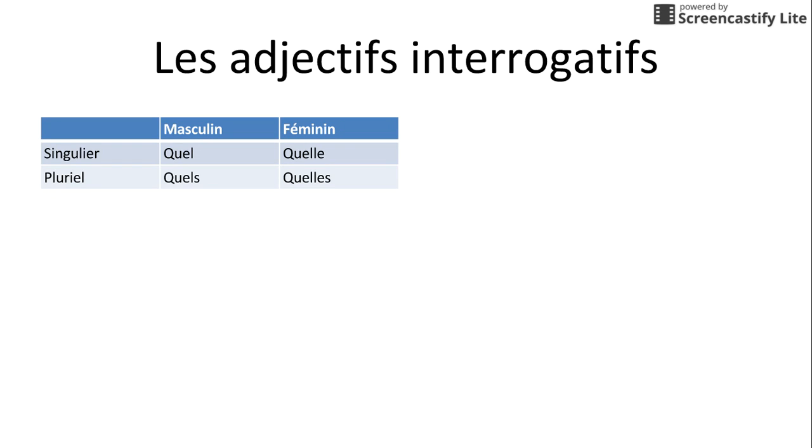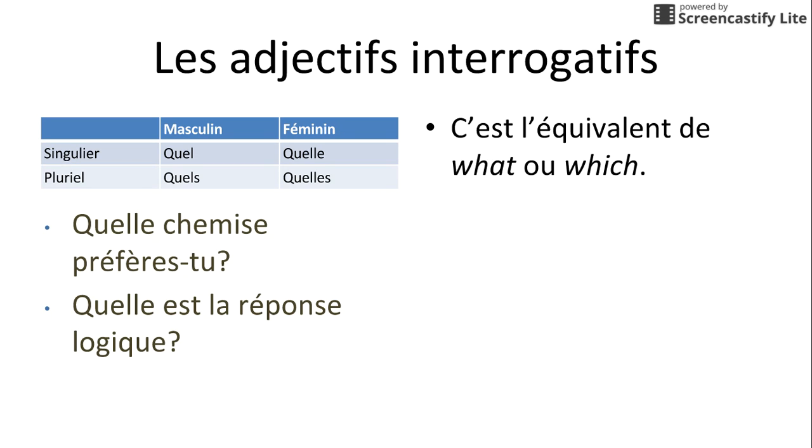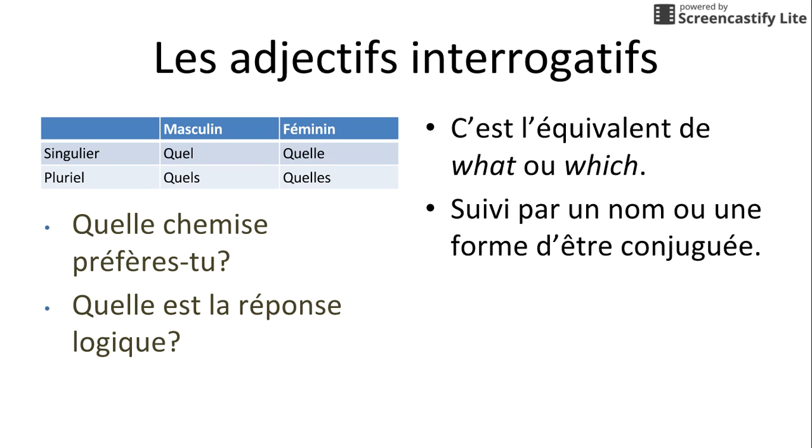Next we have interrogative adjectives. Quel, and quelle, all the masculine and feminine forms since they're adjectives. There are 4 different forms. These translate to what or which, and they need to agree with the noun or nouns they're talking about.